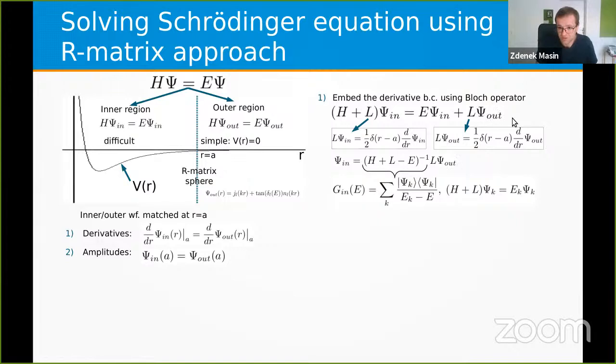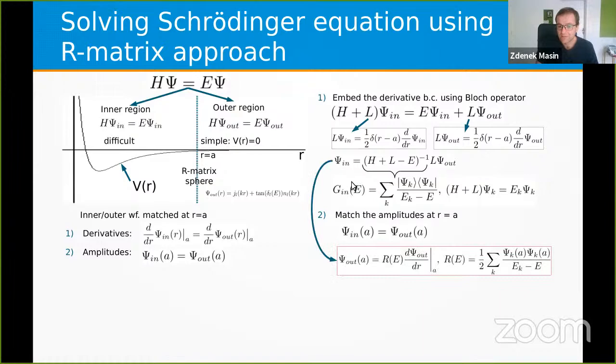The key point is that the Green's function actually has an exact, or well, not exact, but analytic dependence on energy. So this is a key point of the R matrix. While the states, psi k, are the so-called R matrix basis functions, which are obtained by diagonalizing the Hamiltonian in the inner region. So the last step that we have to make is to match the amplitudes of the solution from the inner region and the outer region.